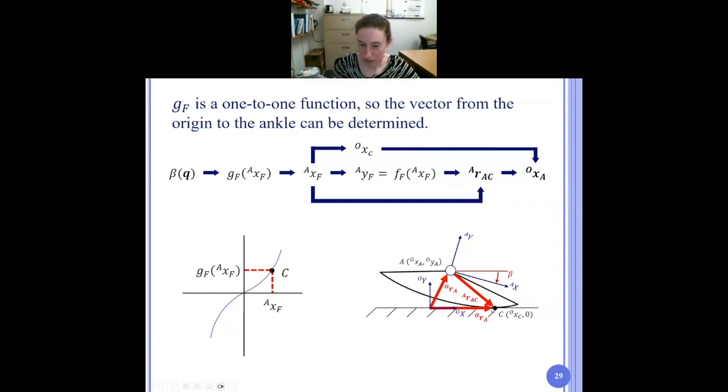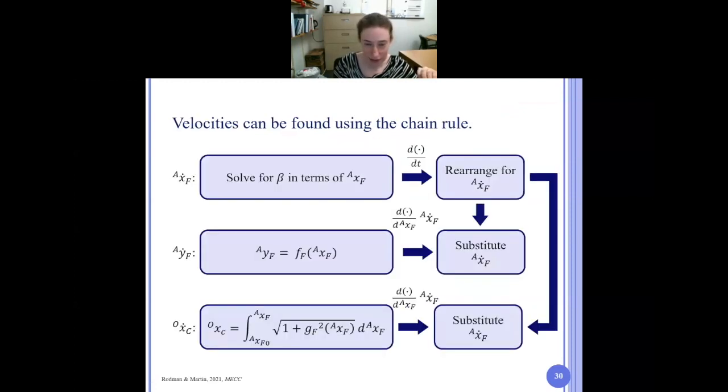So now, in order to find the vector from the origin of the global frame to the ankle joint, we can simply do some vector addition because we have the vector from the ankle to point C and from the origin of the global frame to point C. So at this point, we have enough information to figure out where the ankle is. We are also going to need to know what the velocity of the ankle is. And finding the velocity of the ankle is going to require using the chain rule.